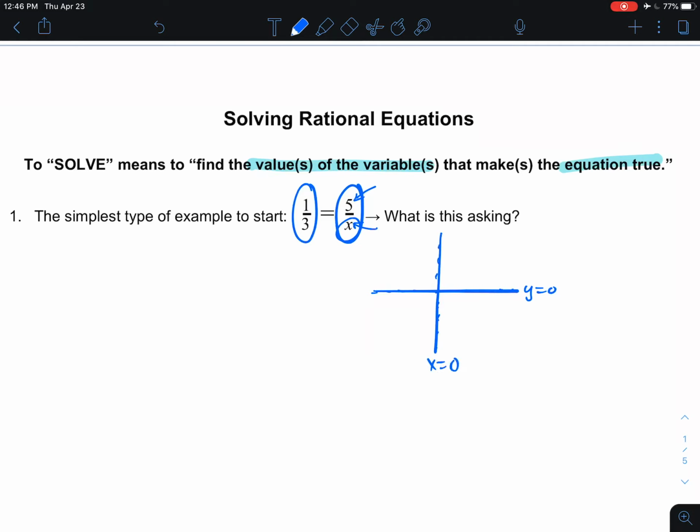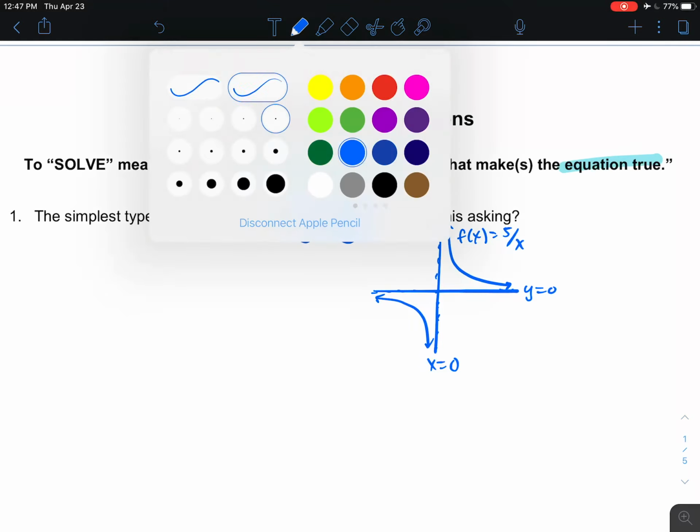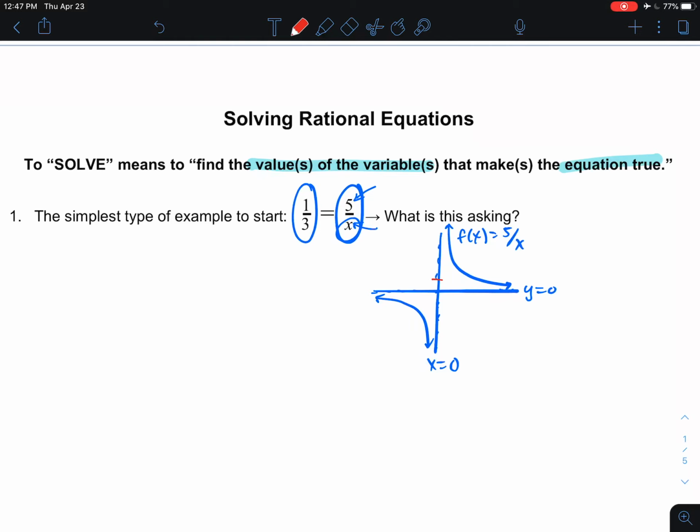It's basically just the graph of 1 over x, but because the numerator is a 5, we have a vertical stretch. So it looks something like this, where it's a little bit more stretched out than the regular 1 over x. So this is the graph of 5 over x. And this question, when is 5 over x equal to 1/3, is asking us, where is this graph at a value of y of 1/3? So solving this question means finding the place where that occurs, which means finding the x value where that happens.